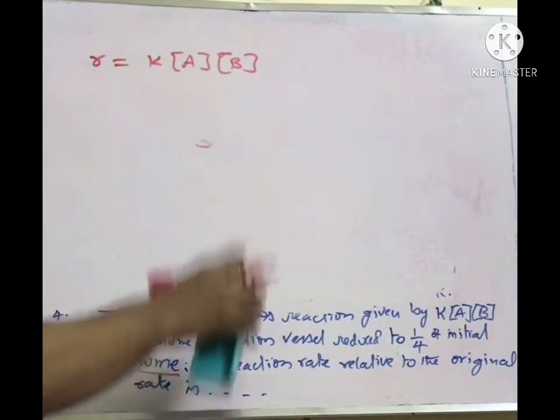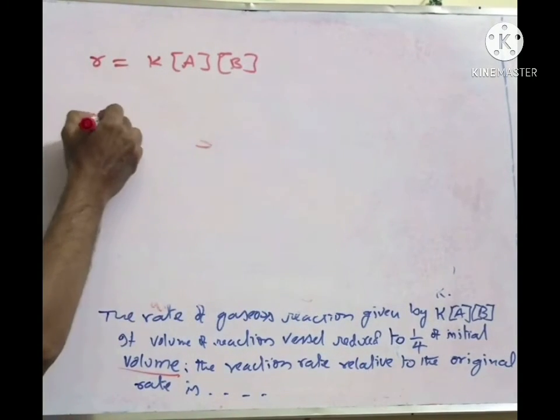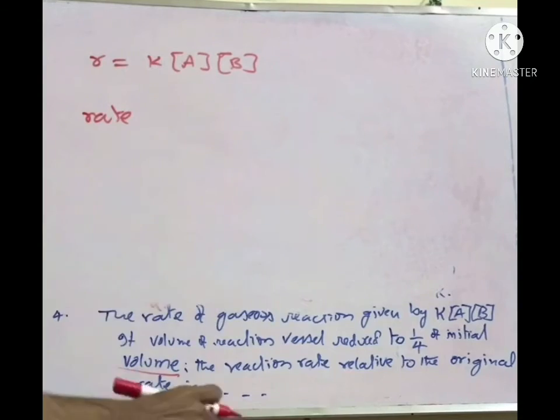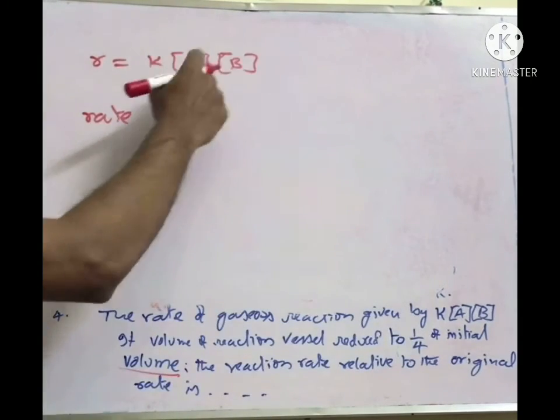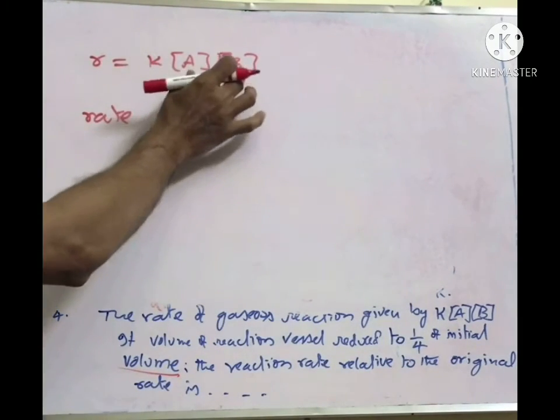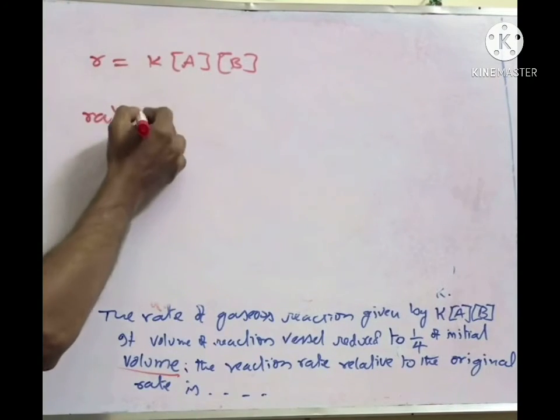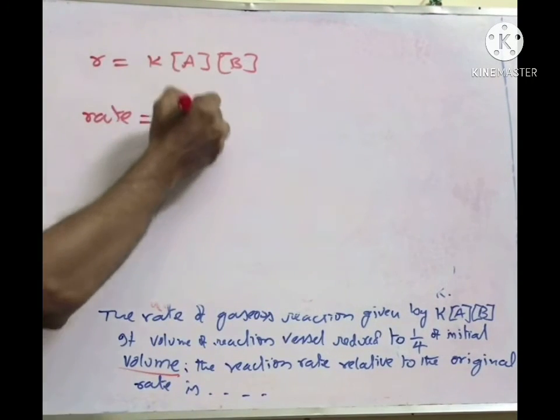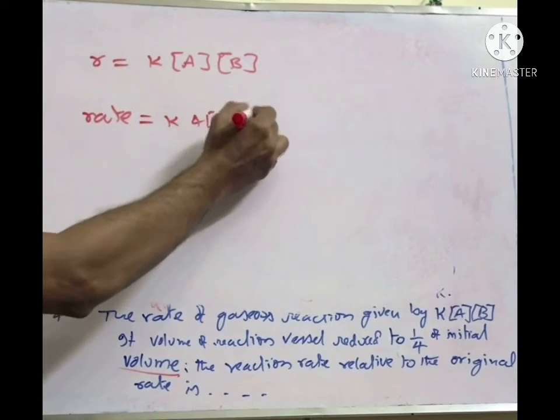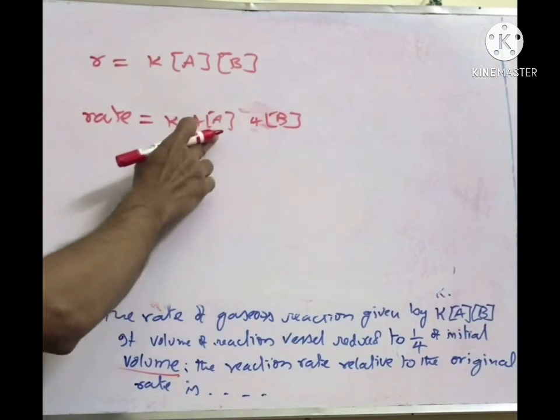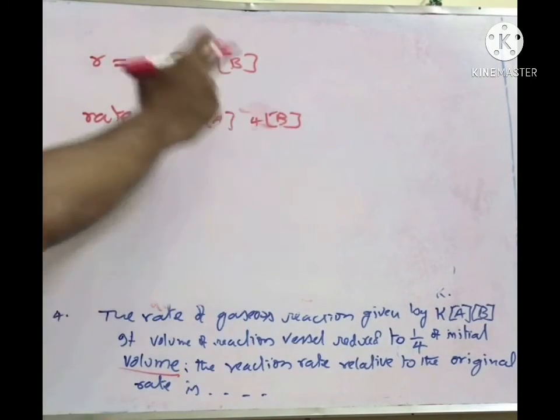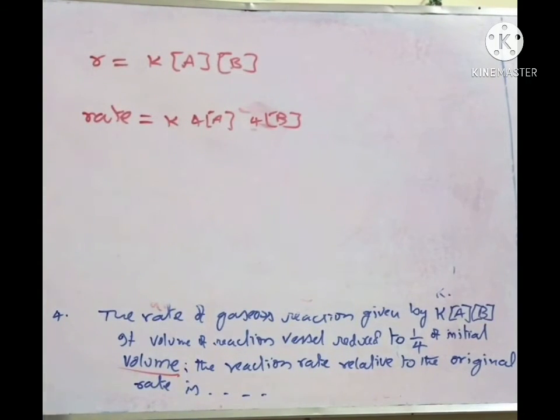So remember, the rate equation was written for normal volume. Now if the volume is 1 by 4, each concentration will increase 4 times. So the concentration of the species will be increased by 4 times. So the new rate equation becomes K into 4 times A into 4 times B. The concentration of A will be increased by 4 times, and the concentration of B will be increased by 4 times, because you are reducing the volume, so the molecules are nearer each other and the concentrations will be higher.